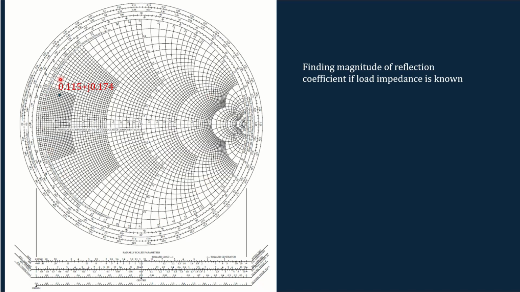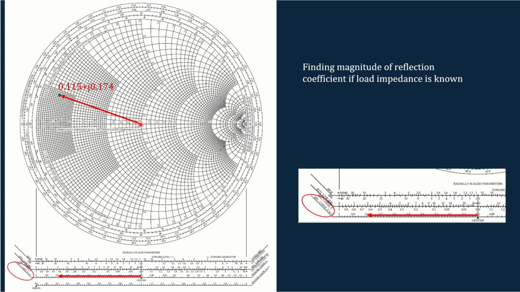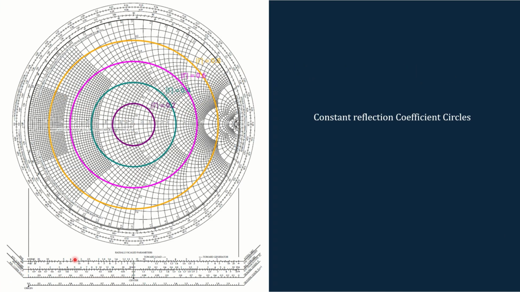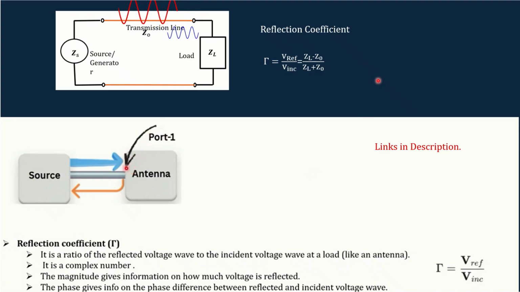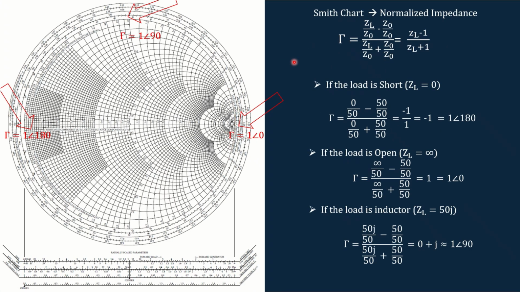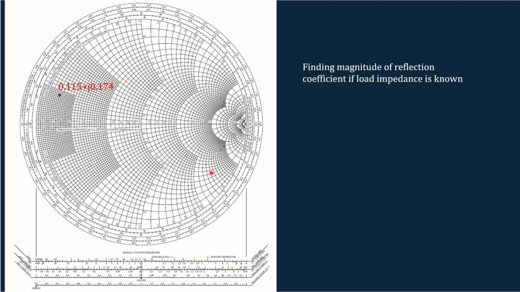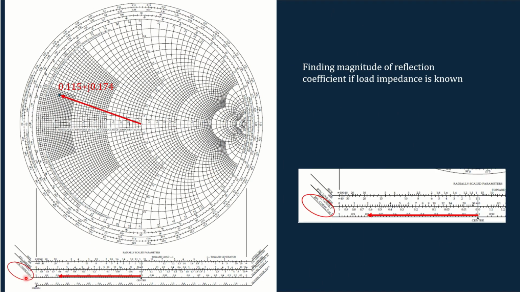So if you want to find the magnitude, what you can do is measure the distance from this matched point to that point. Just measure this distance, and on the bottom you can see reflection coefficient E or I, or reflection coefficient P. Previously we defined it like this, right? The reflection coefficient is defined as the ratio of the voltage, right? So here you can see two reflection coefficients. One is given by E or I, or the reflection coefficient P.